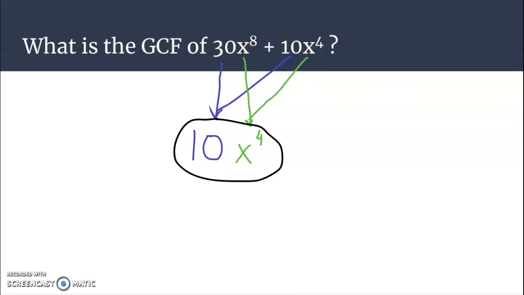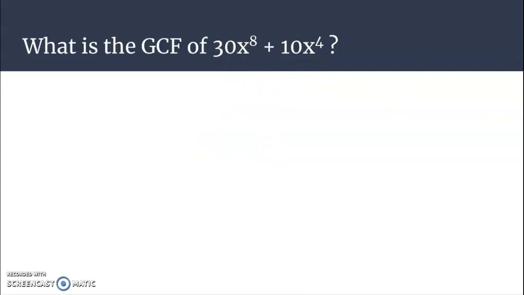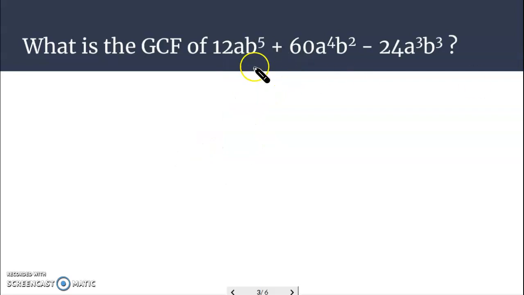Happens in both cases. Alright, let's look at one with three terms. Here we have 12ab to the 5th plus 60a to the 4th b squared minus 24a to the 3rd b to the 3rd. Greatest common factor, let's first focus on the numbers, 12, 60, and 24.